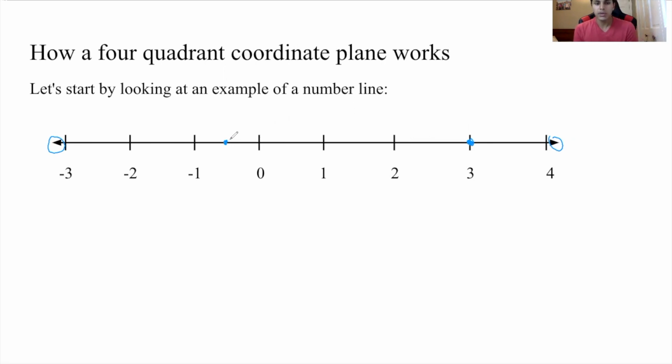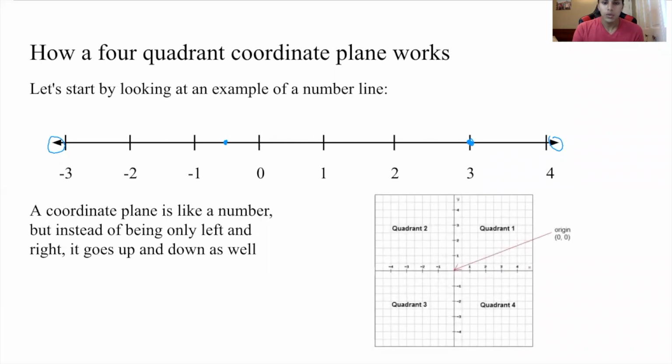So the number line is quite simple. It runs only left and right. And I can say plot this point, plot that point, and you just put it on the number that it goes on. But now we're going to look at what a coordinate plane looks like and understand how it's related to, but a little bit more complicated than, the number line.